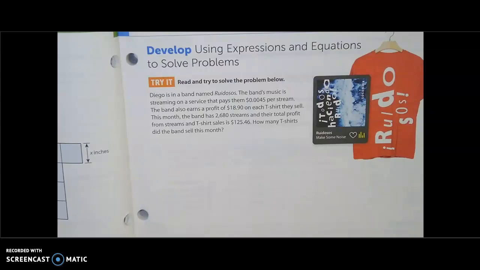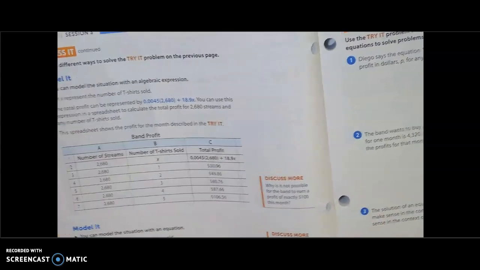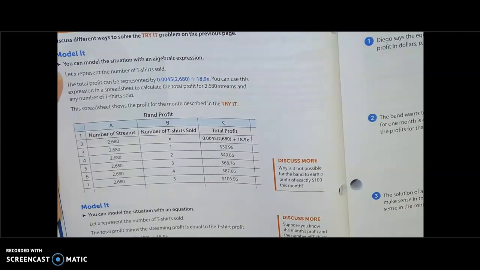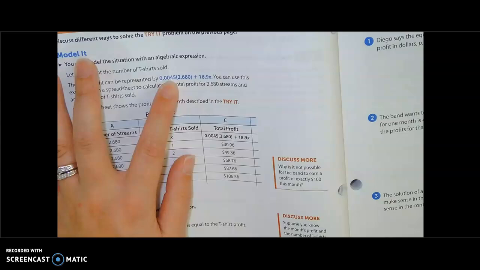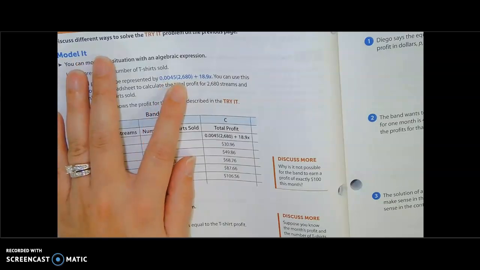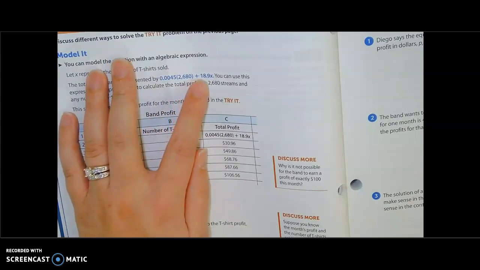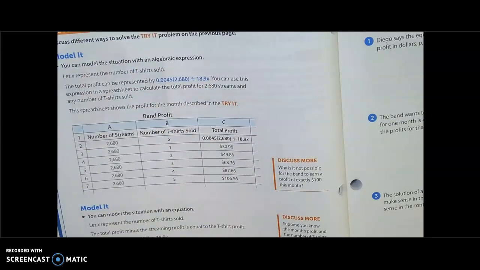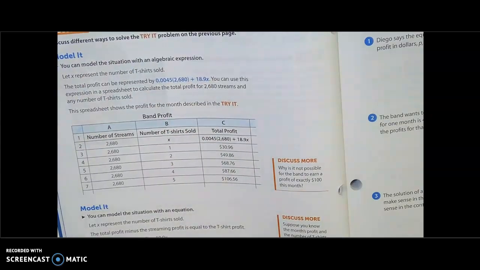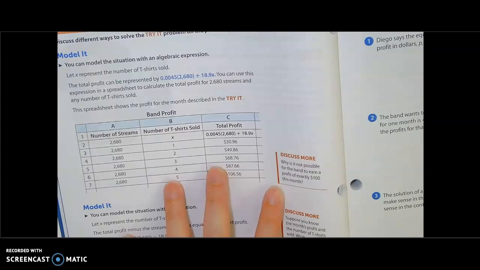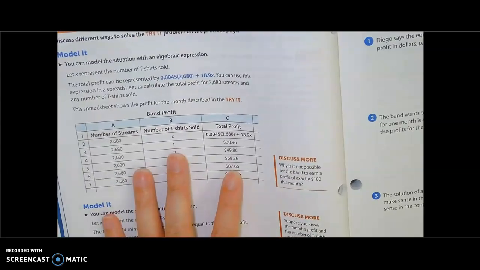So that's what you were trying to figure out. And then when we go to the next page, it has the model it, right? So we could model the situation with an algebraic expression. So the total profit could be the 0.0045 times the 2,680. That would be my streams, plus the 18.90 for each t-shirt, and we just don't know the t-shirts, so that's x. And then we could use that expression to calculate total profits for streams in like a spreadsheet or a table. A spreadsheet is basically a table.